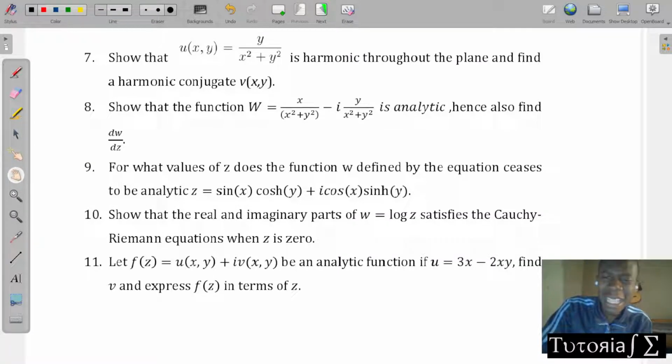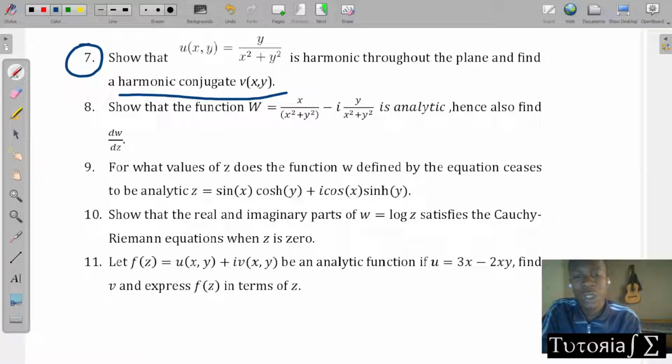All right, today isn't so much of a teaching video. If you want to see me teach on this topic, you can comment. But one of my students asked me a question concerning this question number 7, and basically the question is on finding the harmonic conjugate. For instance, you're given u and you're asked to find the harmonic conjugate v, or you're given v and you're asked to find the harmonic conjugate u. How do you do that?